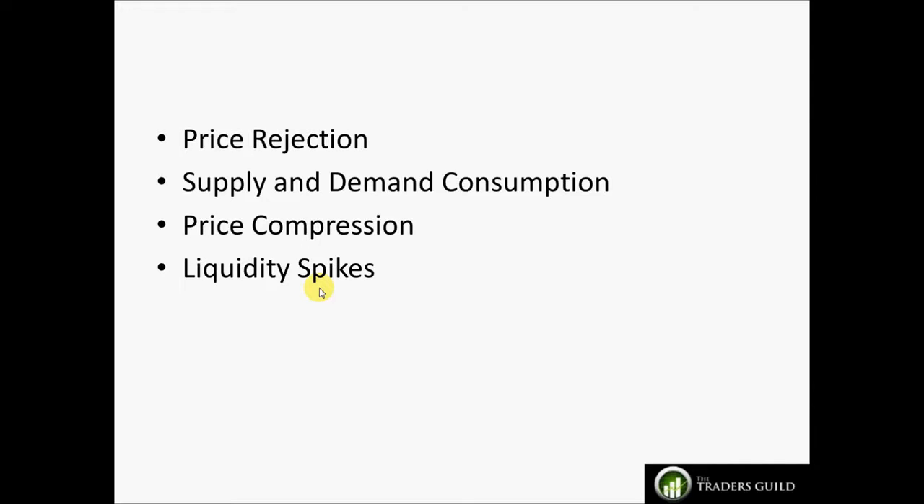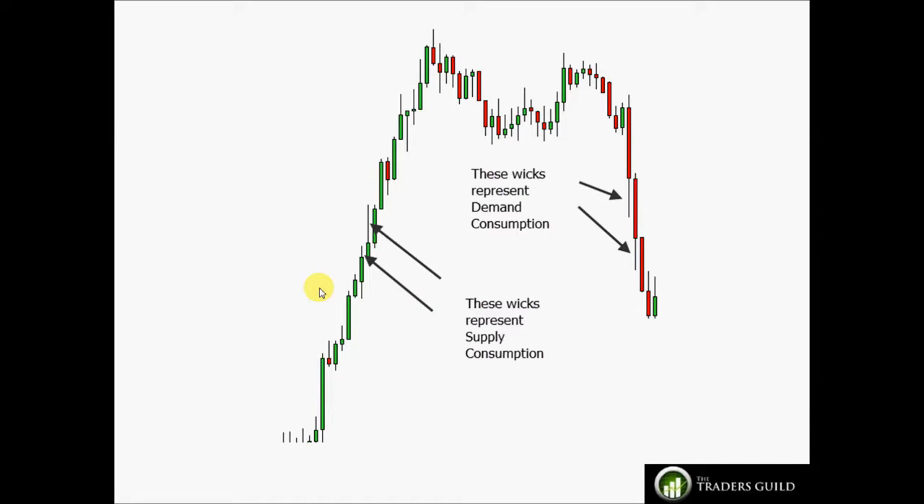Now, supply and demand consumption. Consumption is the action of price absorbing demand or supply. The most common way to see this is on a chart in a strong trend. You can see this in this example on the chart. We have an uptrend and price spikes upwards as it moves up, and these spikes, these wicks on the top of the bars, are consuming supply, paving the way for price to move higher.